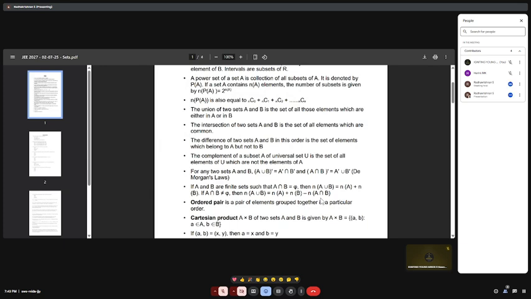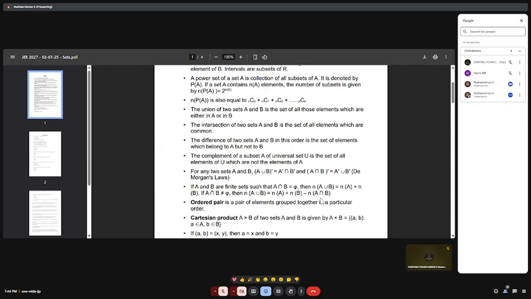When you put an apostrophe, you say that is prime. It's equal to A prime intersection B prime. Similarly, A intersection B whole complement is equal to A complement union B complement. So that's called De Morgan's laws.